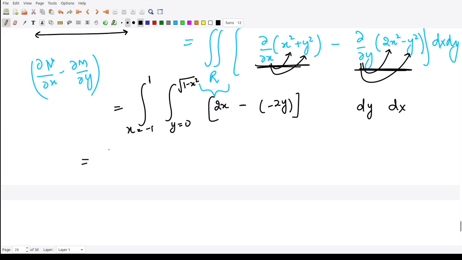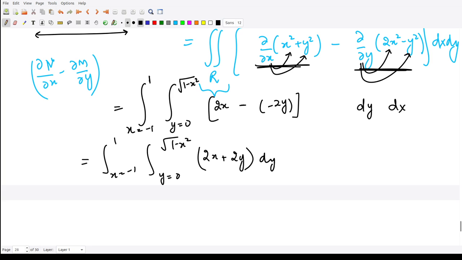Now let's simplify this. So we have x from minus 1 to 1, y varies from 0 to square root of 1 minus x square, and the integrand is 2x plus 2y, dy dx. Now this is very simple to solve. So let's solve this.